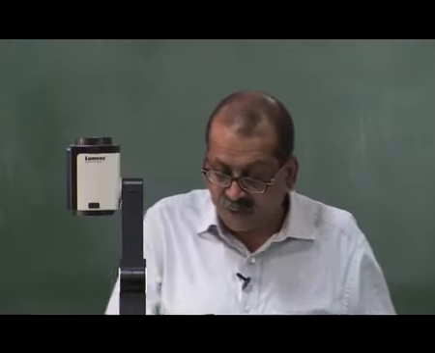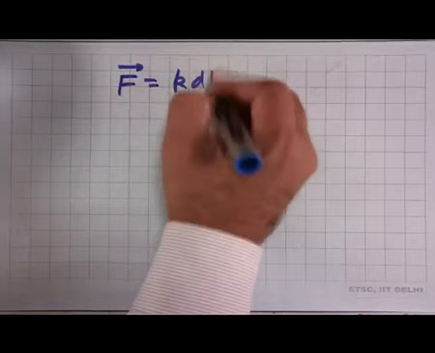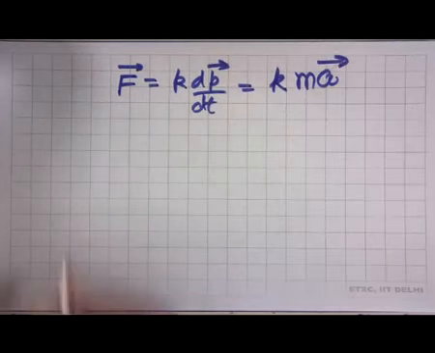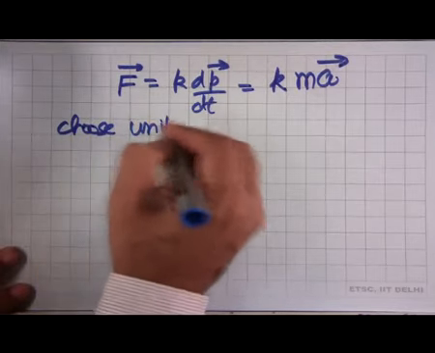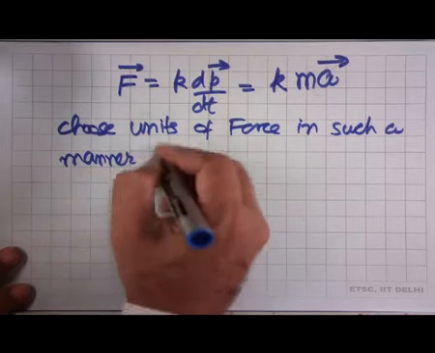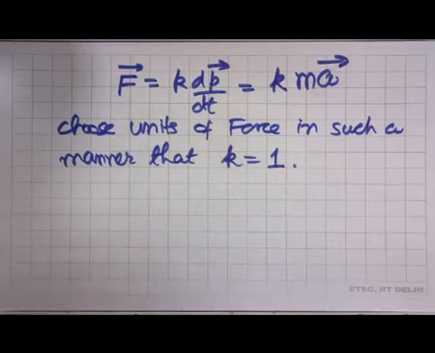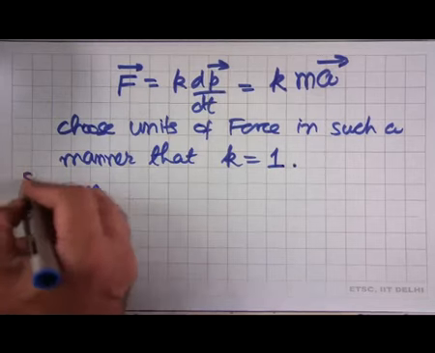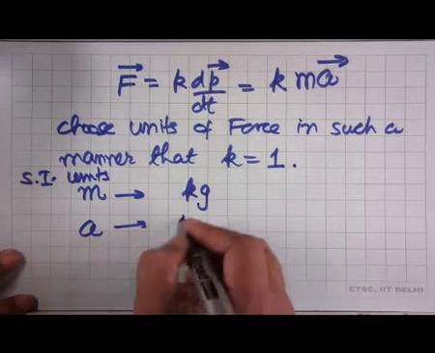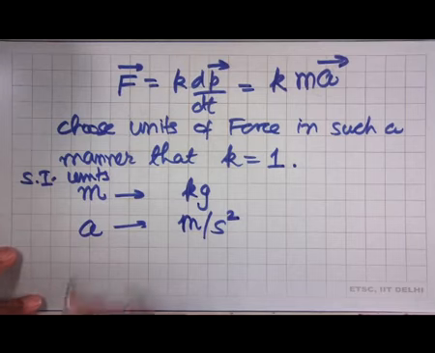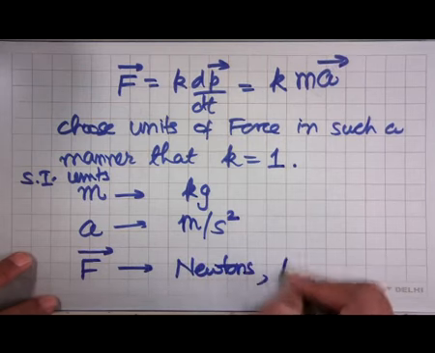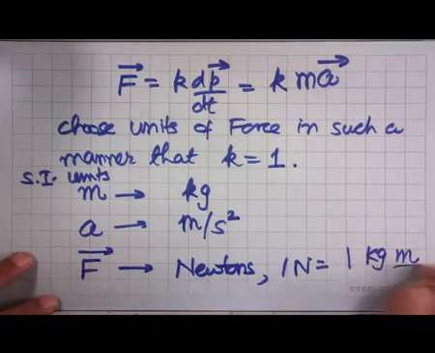So this is how we can relate the rate of change of momentum to the acceleration. So, therefore, since F is equal to k times dp by dt, this will become equal to k times m times a. Now, what we do is we choose our units of force in such a manner that k is equal to 1. For example, if we talk of SI units, then we know mass is in kg, acceleration is in meters per second square. And the units for force in SI units are referred to as newtons, and 1 Newton is equal to 1 kilogram meter per second square.